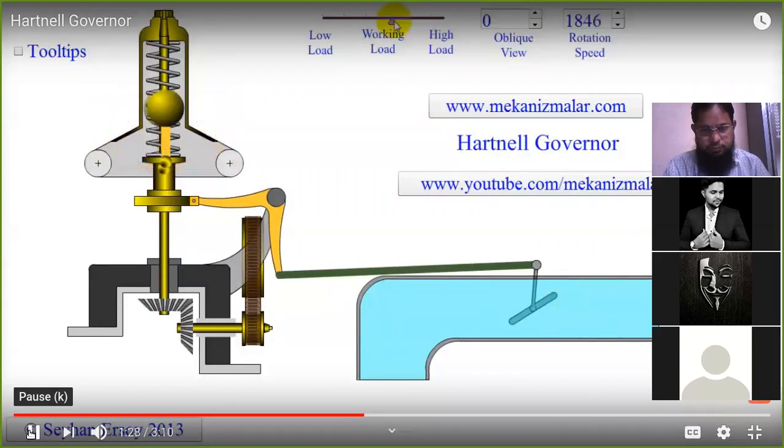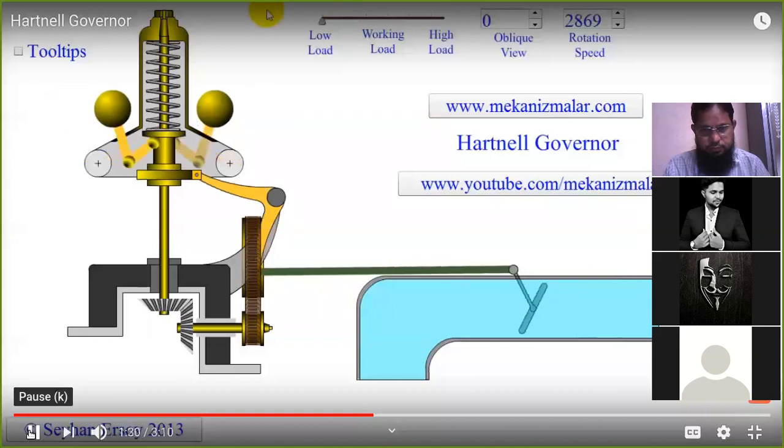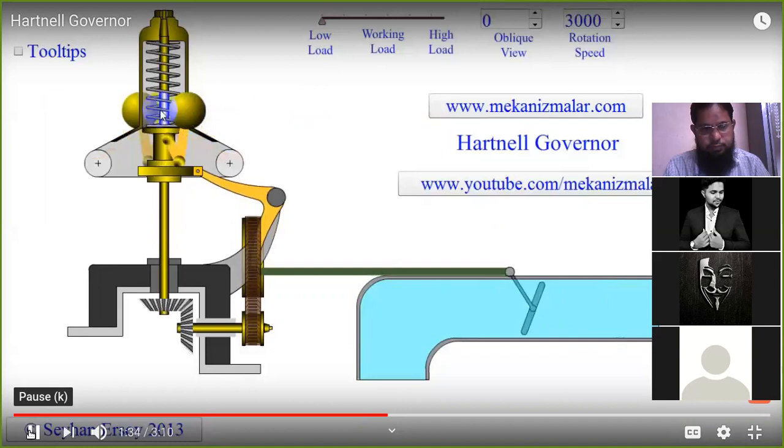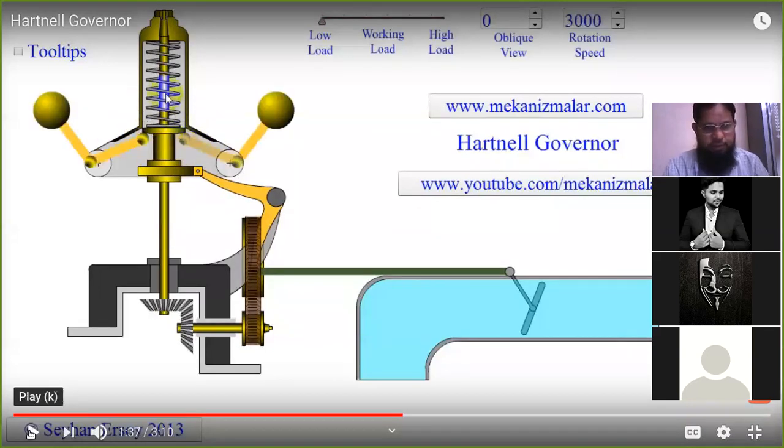When the steam engine increases its speed, possibly due to reduced loading of the engine, the fly balls would be forced out by centrifugal force, thus moving the sleeve against the spring, as in this case. This is the maximum speed, right? And this will happen when the load is low. The speed will be maximum. You see the balls are out. The sleeve has moved up. And you see, in order to bring the speed to the working speed, the throttle valve is made to close.